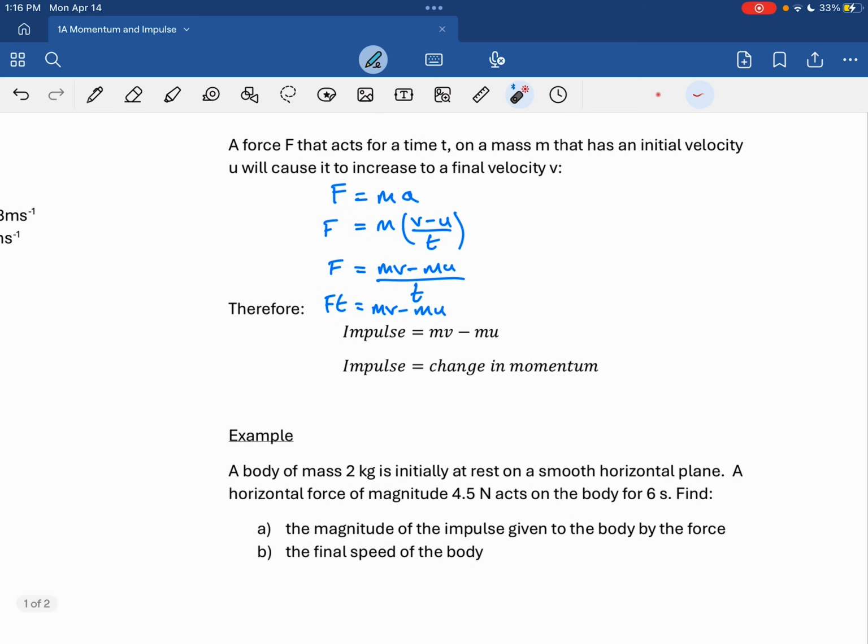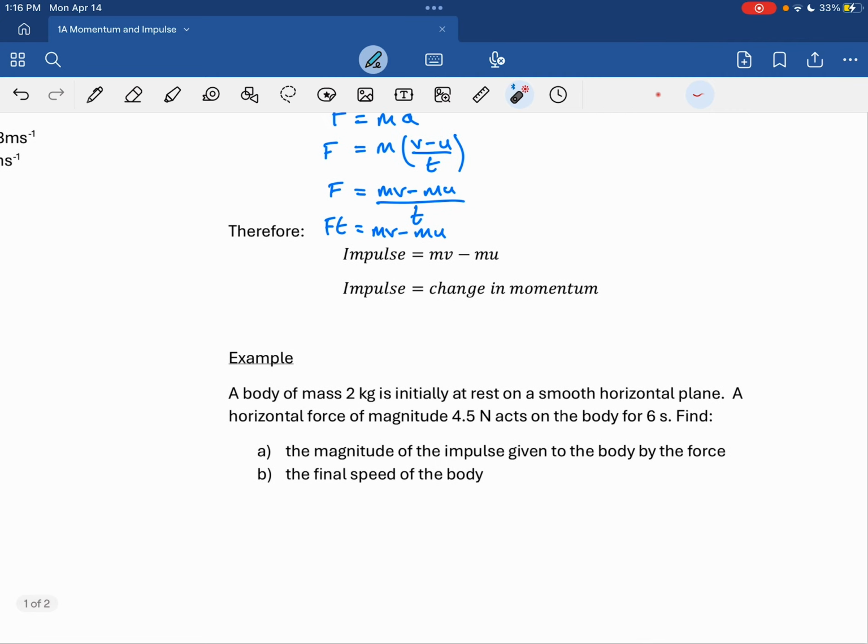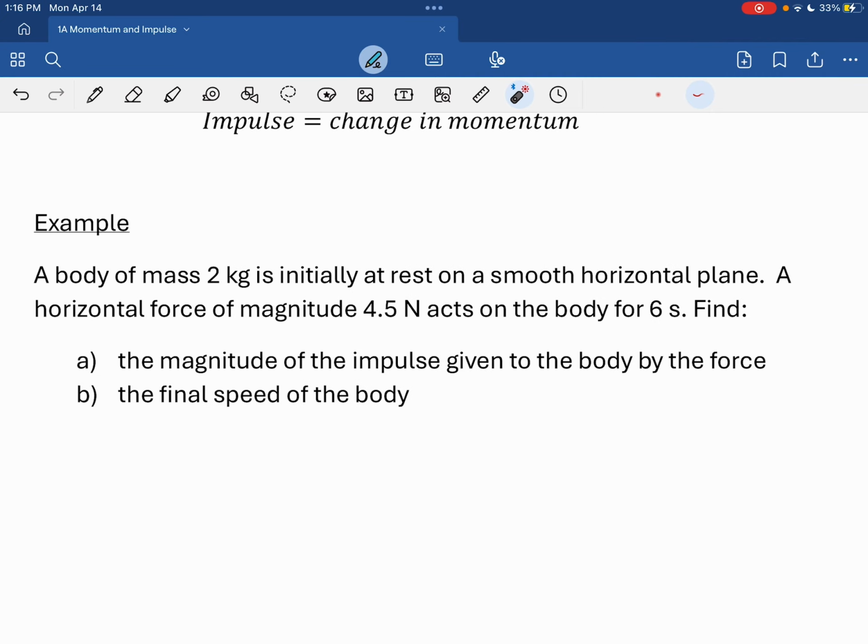So let's just use this to help us answer a few more questions. In this example here, we have a body of mass 2 kilograms. It's initially at rest on a smooth horizontal plane. A horizontal force of magnitude 4.5 newtons acts on the body for 6 seconds. And we're being asked to find the magnitude of the impulse given to the body by this force.